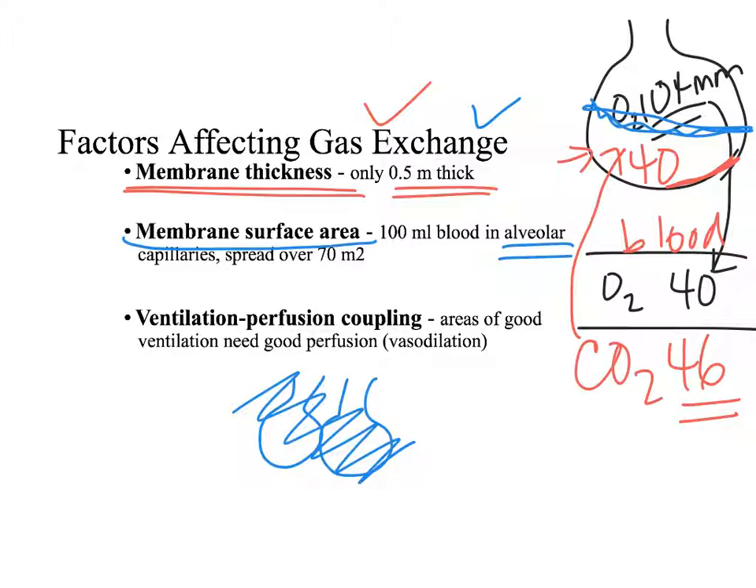The last thing is ventilation perfusion coupling. Our lungs are kind of interesting because where we have good ventilation, where there's lots of oxygen, we send lots of blood. And the opposite is true. If the tissue's dying, we don't send blood there. So that's ventilation perfusion coupling.